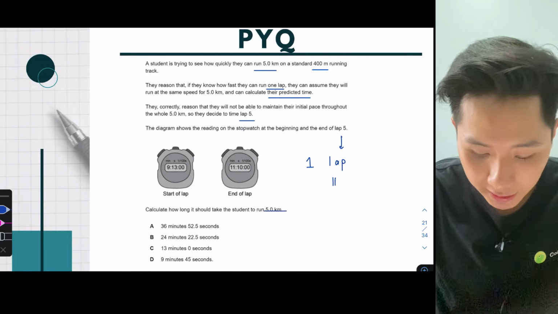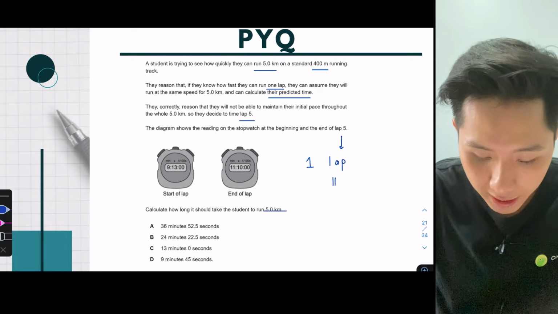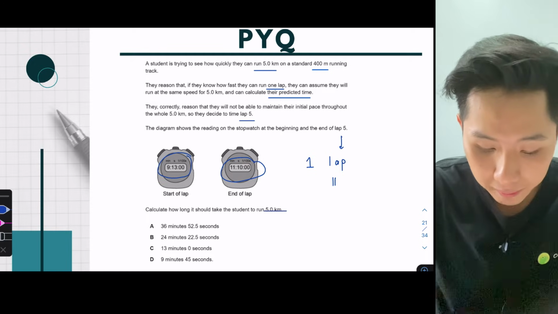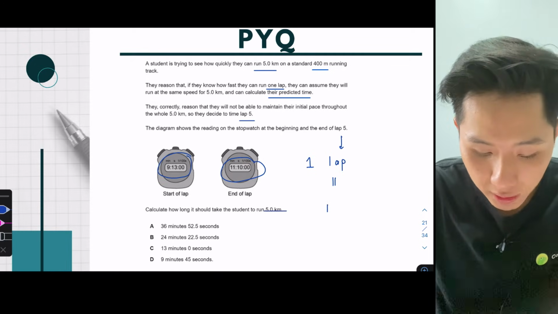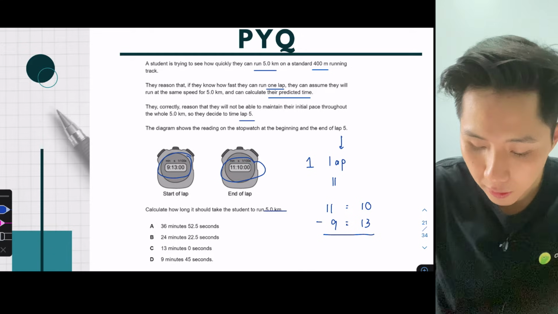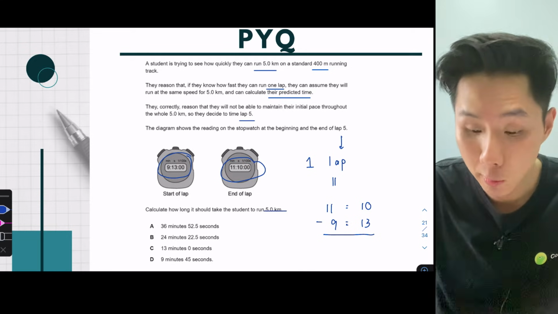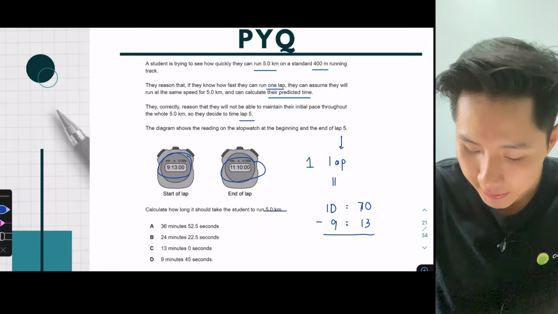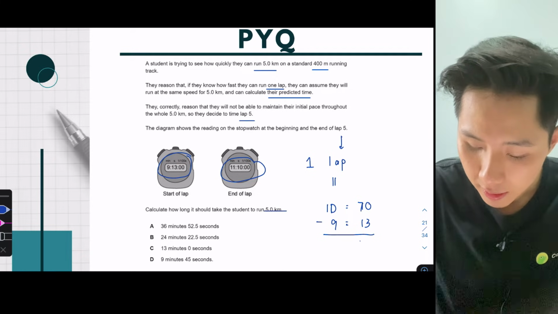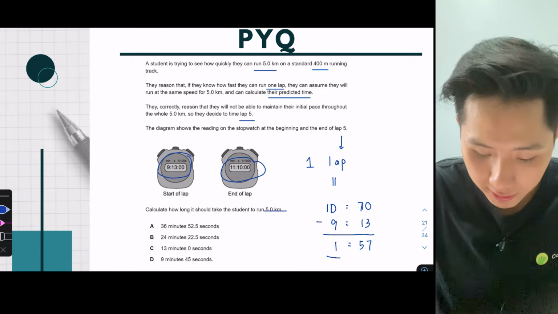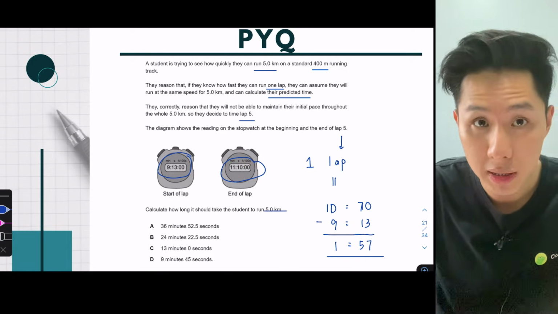In this case, the end of lap is 11:10. The start of lap is 9:13. So we can use subtraction here. But of course, we know that 1 minute is equivalent to 60 seconds. So I'm going to change it to 10 and 70 so that I can subtract it. So I have 1 minute and 55 seconds for 400 meters.